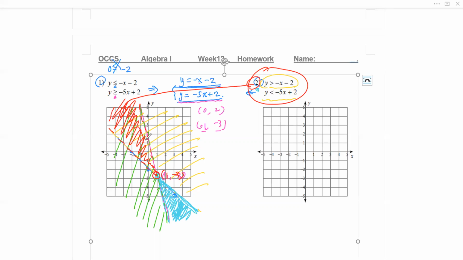Okay, so let's make it easy, right? You just need to find each of them separately, and then find their overlap area.